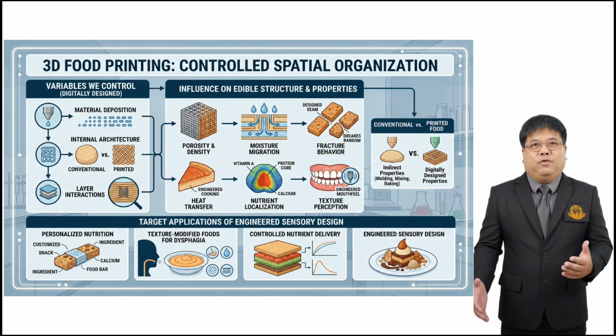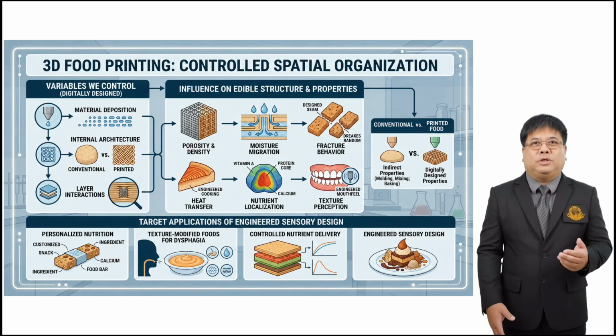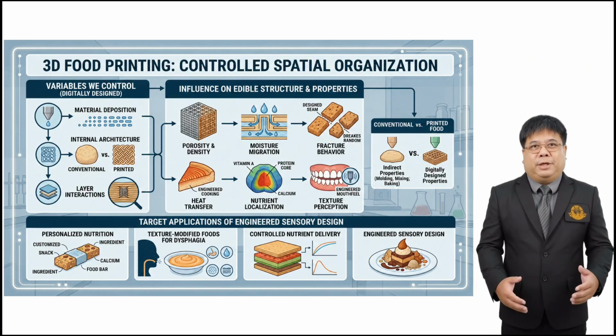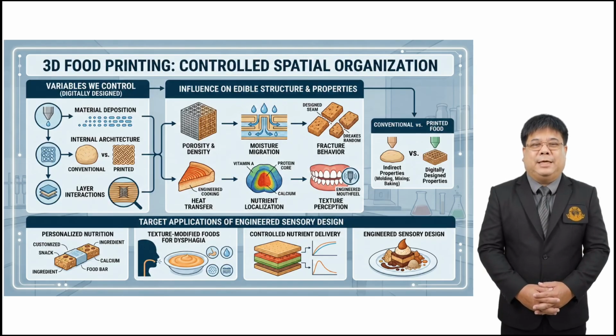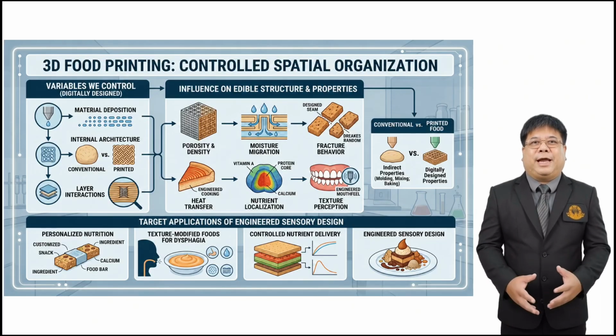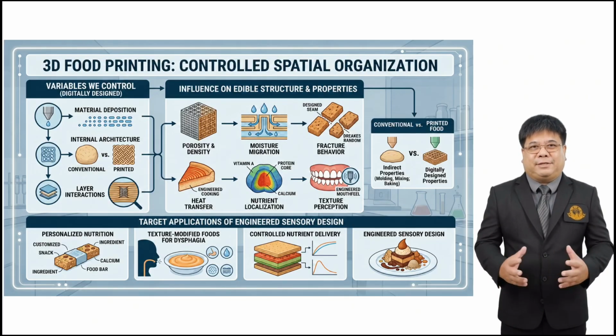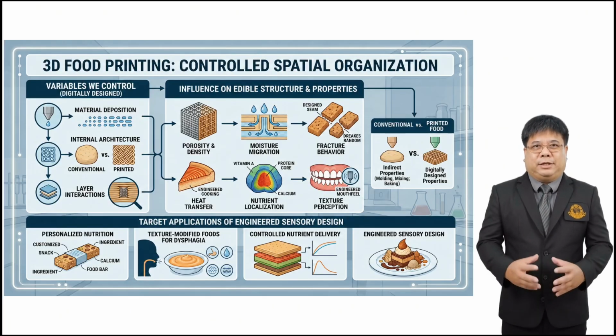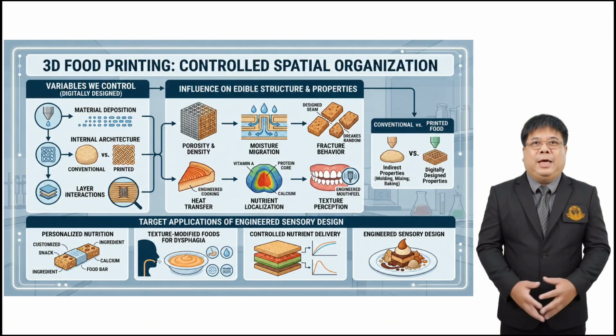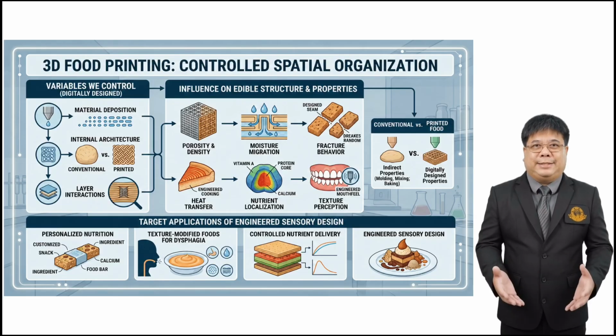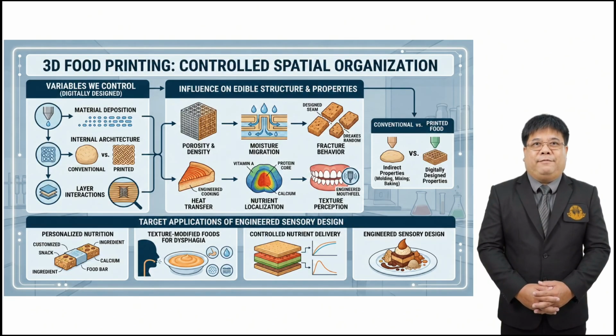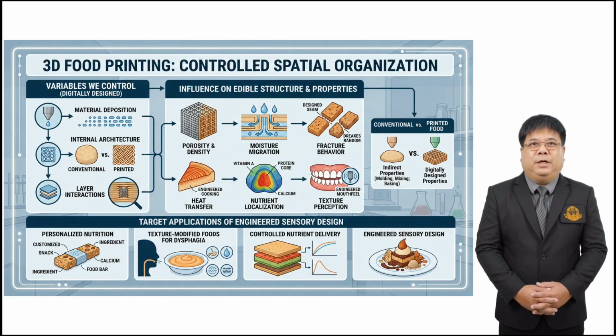At its heart, food printing is a process of controlled spatial organization. The printer does not simply place ingredients. It determines where material is deposited, how internal architecture is built, how layers interact, and how that arrangement affects final food quality. The internal geometry of a printed food can influence porosity, density, moisture migration, fracture behavior, heat transfer, nutrient localization, and ultimately texture perception during eating.